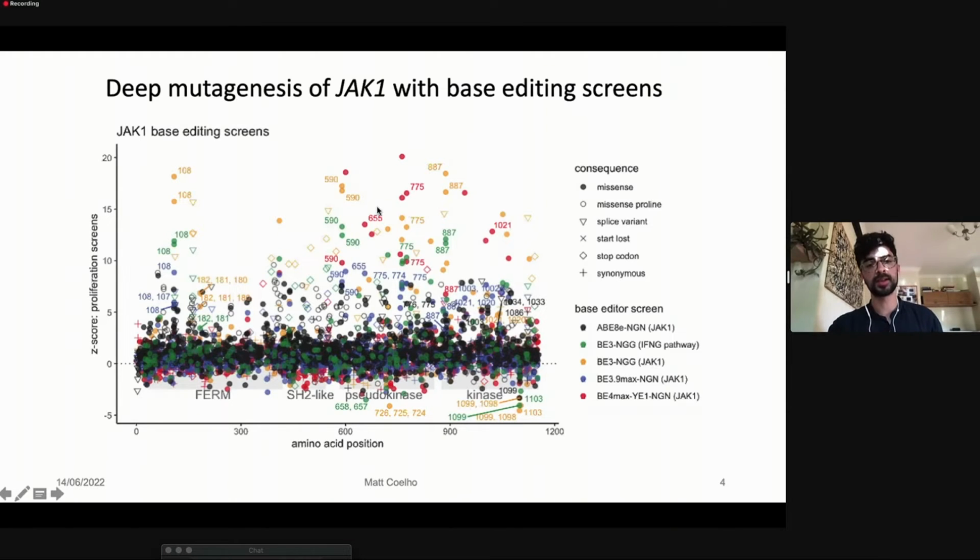And what's really exciting is that some of these missense variants have been found clinically in cancer, in other diseases, but also in patients which have failed to respond to some immunotherapies, which means there might be some clinical relevance here.